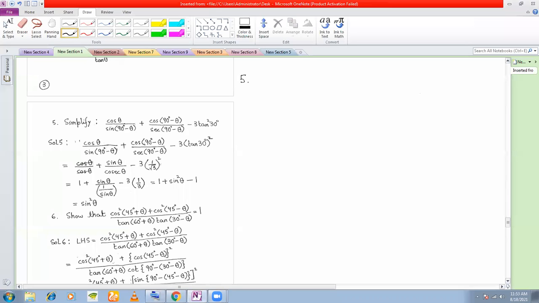So question number 5 states that you need to simplify this expression. What is the expression given? Cos theta by sine 90° minus theta plus cos 90° minus theta divided by sec 90° minus theta minus 3 tan squared 30°. Okay, this is what you need to simplify.